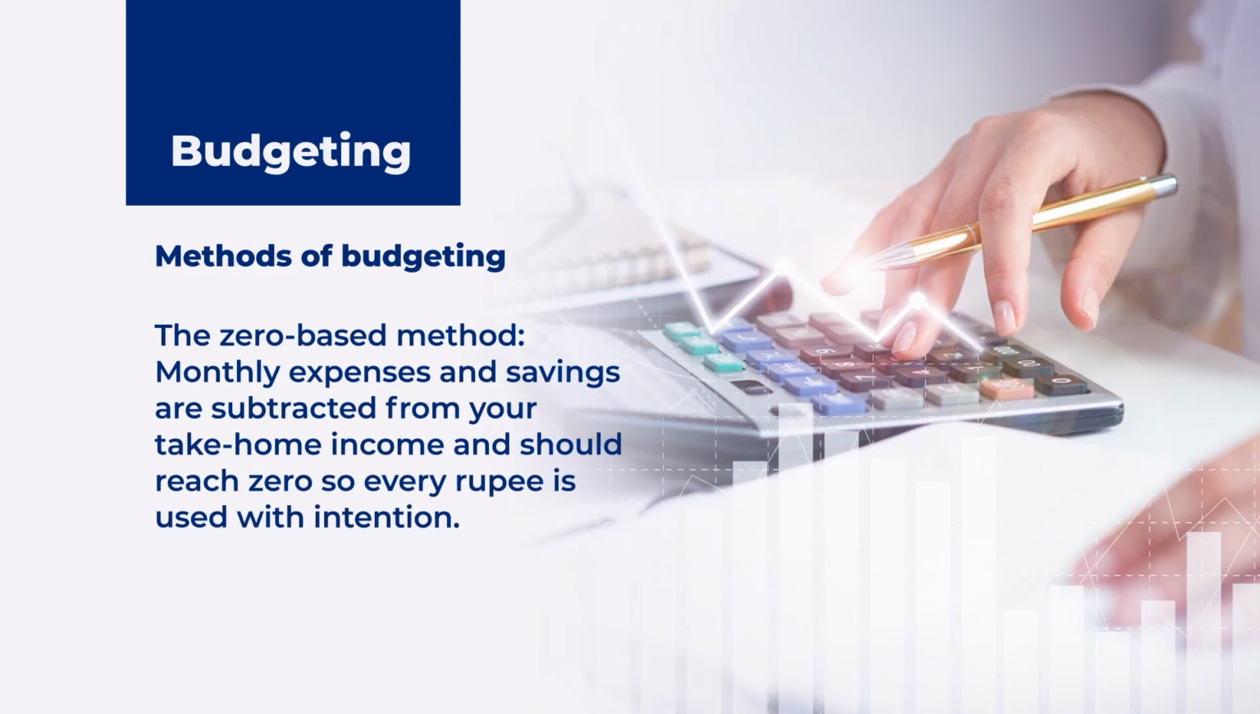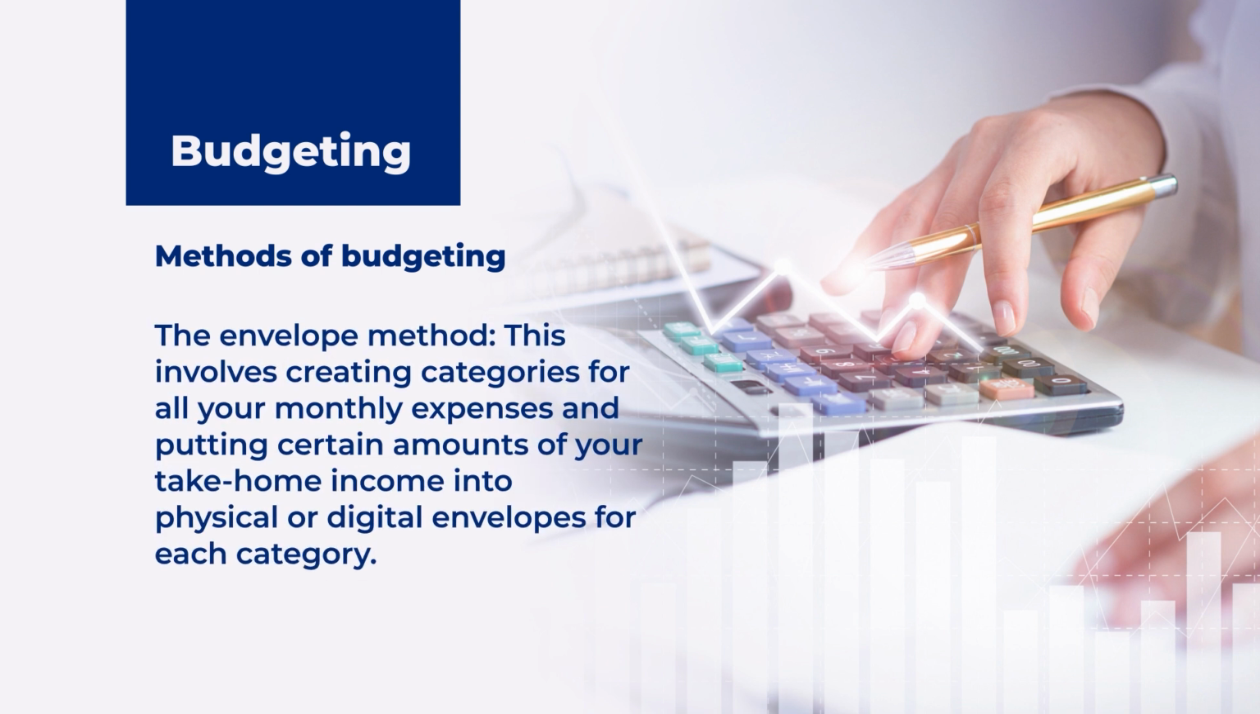The other method is what is called the zero-based method. What it simply means is that if you subtract your monthly expenses plus the savings from your take-home income, the result should be zero. That means monthly expenses plus savings will equal your take-home income, or income minus monthly expenses plus savings will equal zero. The other method is the envelope method.